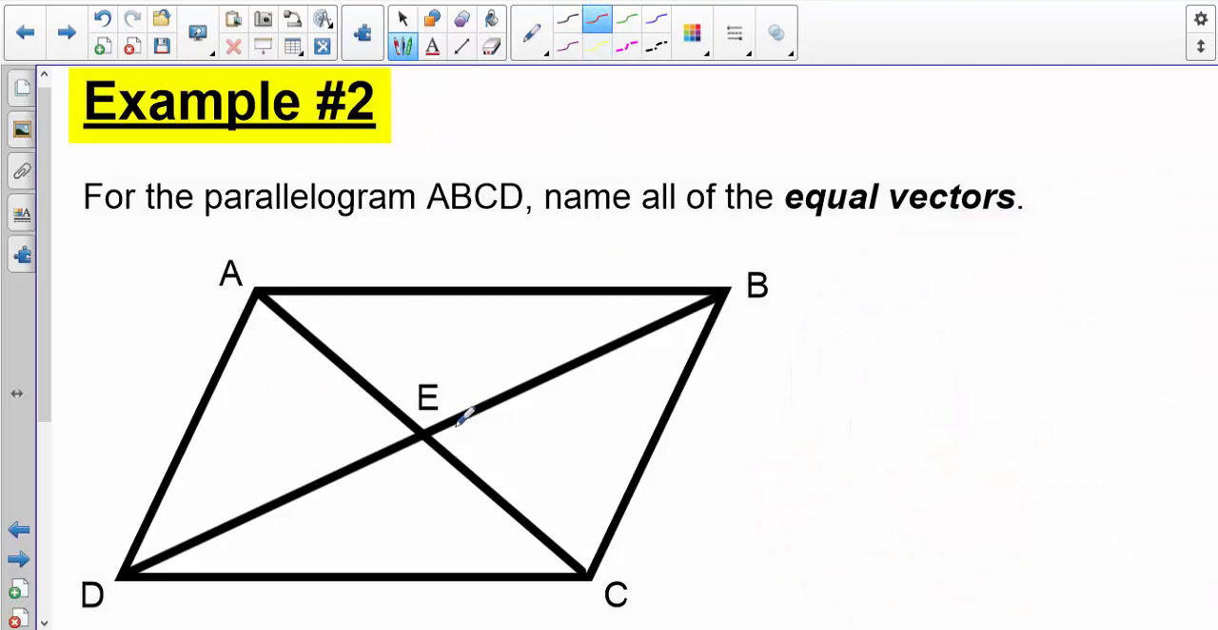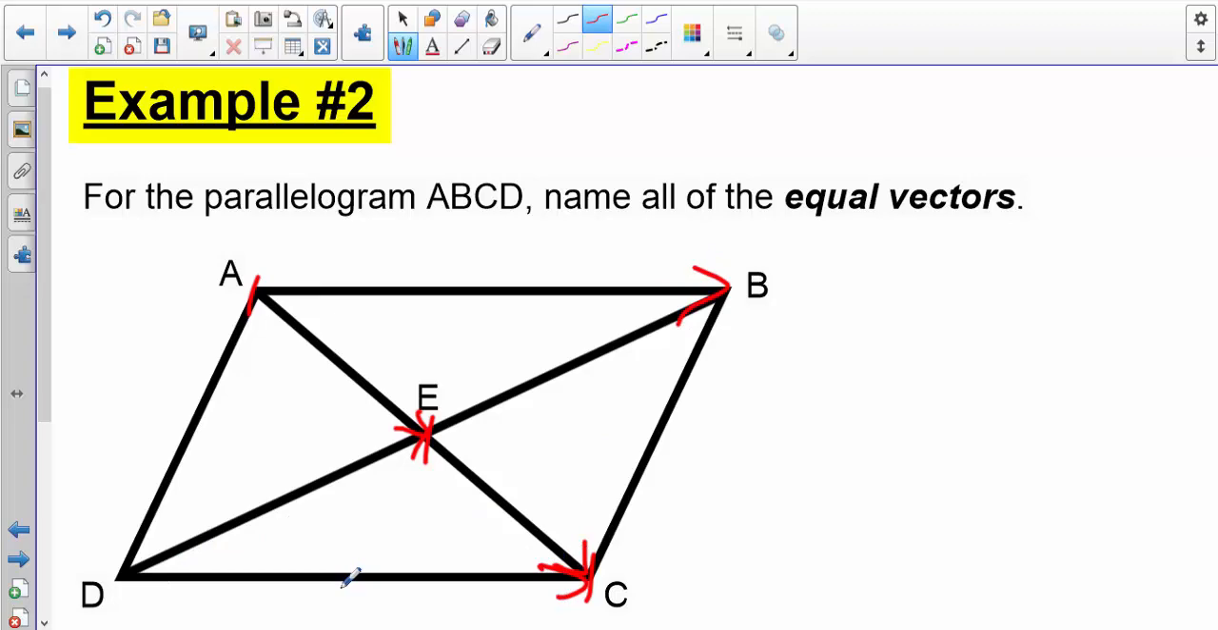All right, so thanks for pausing and pondering that one. I'll give you a couple of examples. We talked about DA and CB a second ago, but AE, the key question here was, would AE be equal to anything? And just a fun fact about parallelograms is that AE is equidistant to EC. So those two vectors, AE and EC, would be equal.